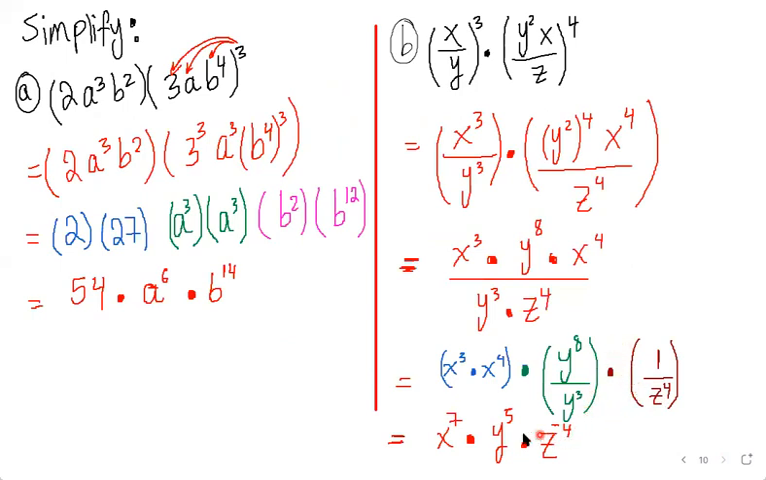Some students told me we can write it as x to the power 7 times y to the power 5, everything to the power z to the 4. This is correct too.